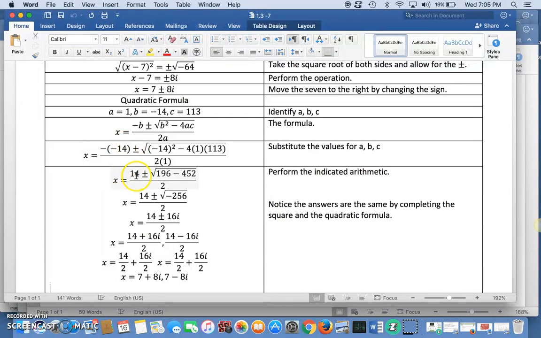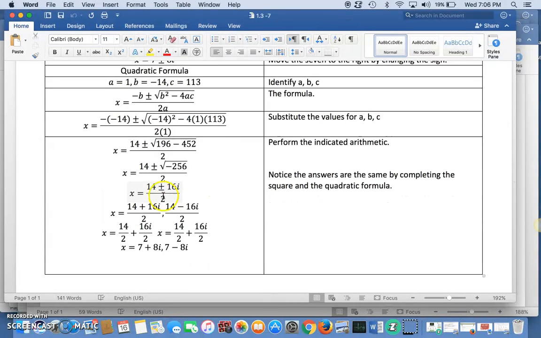The opposite of negative 14, positive 14. You square negative 14, 196. 4 times 1 times 113 is negative 452. You're subtracting here. You get negative 256. 2 times 1 is 2. The square root of negative 256 is 16. 256 is a perfect square. Since it's negative, it becomes 16i.